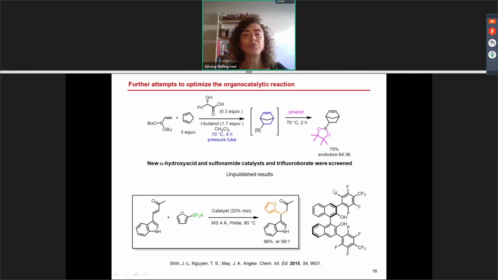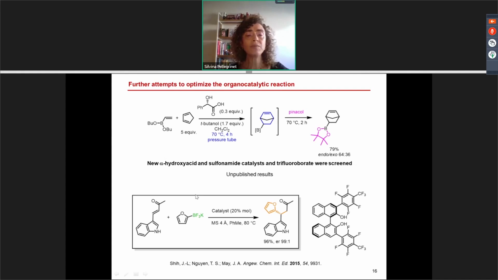We've been trying to optimize this reaction further. For instance, we optimized the reactions under conventional heating in a pressure tube and changed our derivatization reaction to transesterification with pinacol to avoid the formation of volatile alcohols, and tried many other new hydroxy acids and sulfonamides as catalysts, but so far we couldn't find a superior catalyst. And we also tried the trifluoroborate as the starting material.